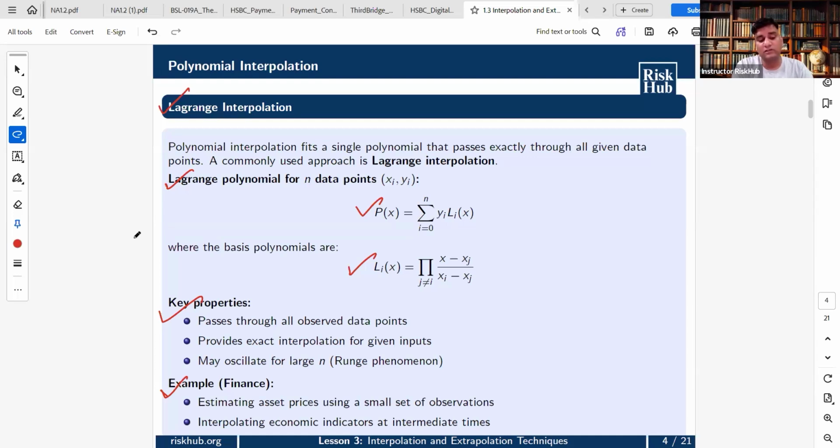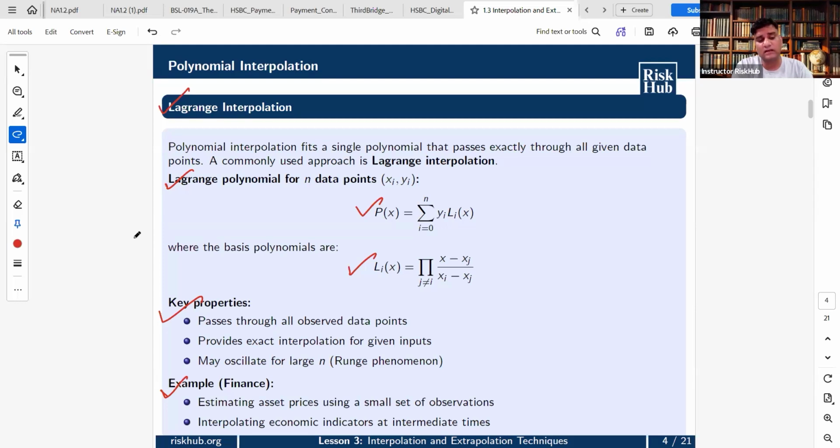Simple interpretation: linear interpolation, two points connected by a straight line. Polynomial interpretation: all points connected by one smooth global curve. Finance uses polynomial interpolation in areas such as asset pricing, to estimate intermediate price levels; economic data, to estimate missing data between reports; and term structure, to approximate rates between maturities.